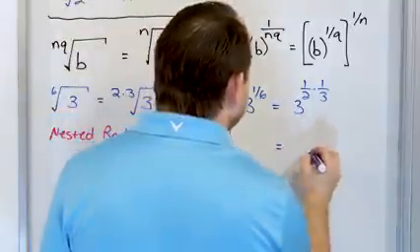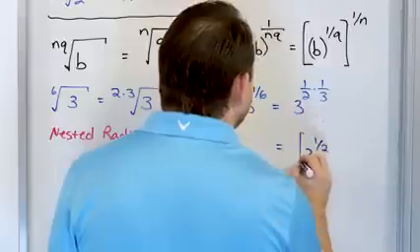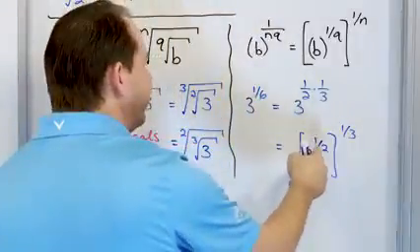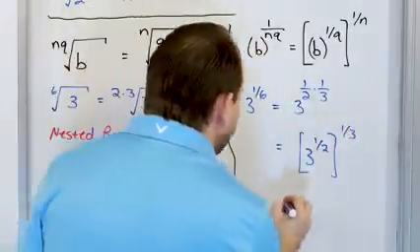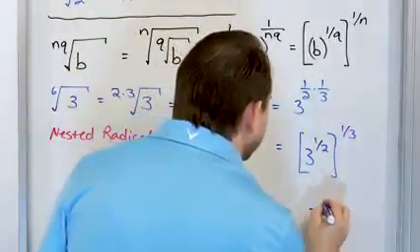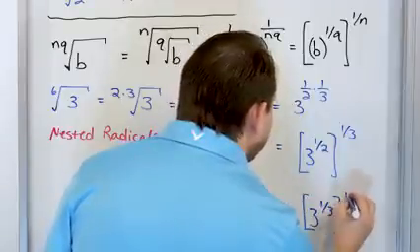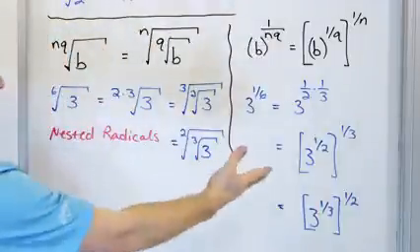But that can be written as 3 to the 1/2 raised to the power of 1/3, because with an exponent raised to an exponent, I multiply them, that's what I get back. But also the order doesn't matter. I can write it if I want to like this, 1/3, and then the 1/2 power. So in terms of numbers, that's what it would look like.